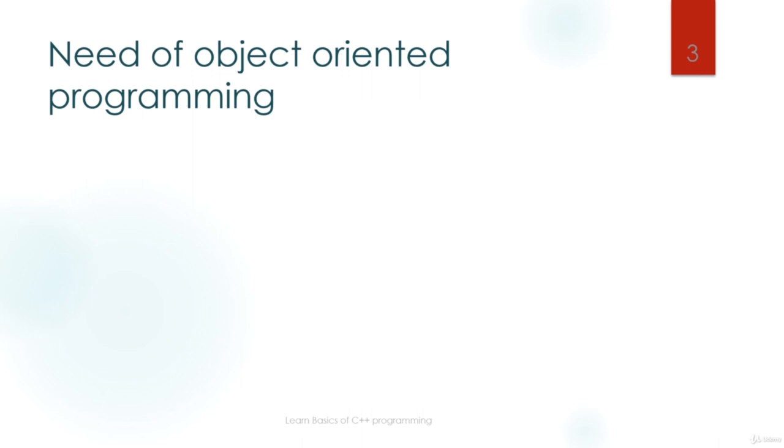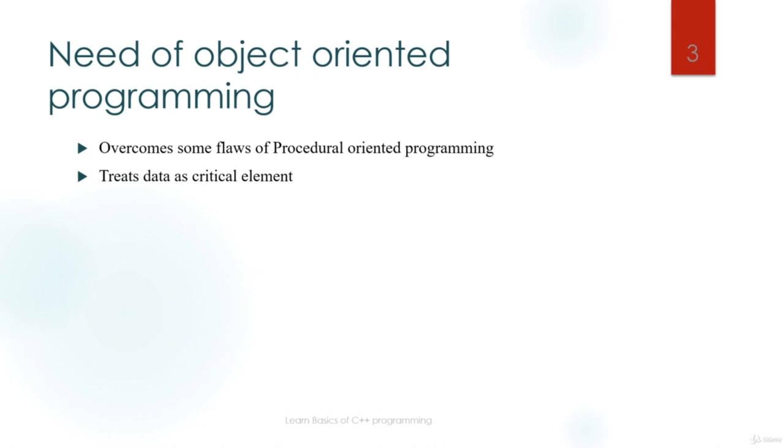What is the need of object-oriented programming? As there were many flaws in procedure-oriented programming, a new approach was developed, that is object-oriented programming. Lots of attempts were made to overcome the flaws of procedural programming. The major thing missing in procedure-oriented programming is that it emphasizes procedures and functions, while in object-oriented programming, the major focus is not on the functions but on the data. Object-oriented programming treats the data as the critical element and not the functions.